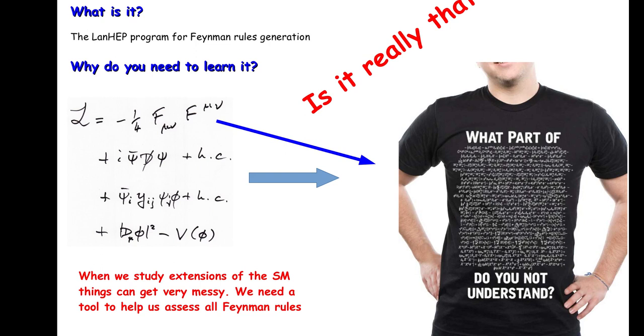If you're dealing with very simple extensions of the standard model, maybe LANHEP is not the way to go. You can just implement your new Lagrangian into the tools I'm going to talk about later in another day. But if you have a complicated model, you need LANHEP, I think.